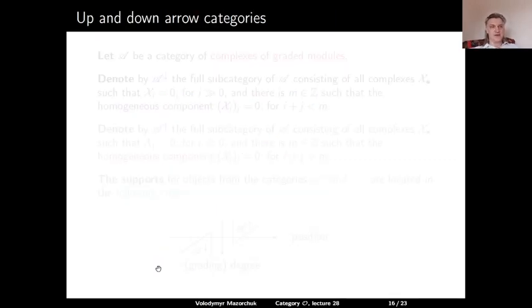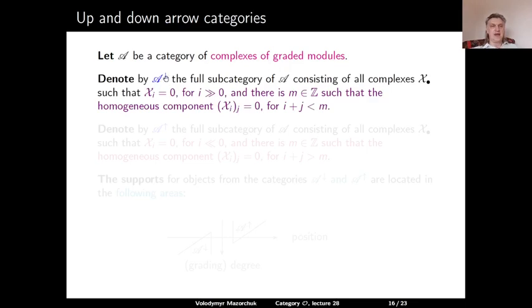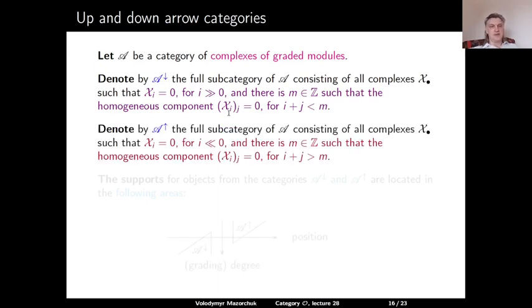So let us now define the so-called up and down arrow categories. Let A be a category of complexes of graded modules. We denote by A down arrow the full subcategory of A consisting of all complexes bounded on the right and such that all non-zero homogeneous components of these complexes are placed below a shifted diagonal. Denote by A upper arrow the full subcategory of A consisting of all complexes bounded on the left and such that all homogeneous components of these complexes are placed above a shifted diagonal.